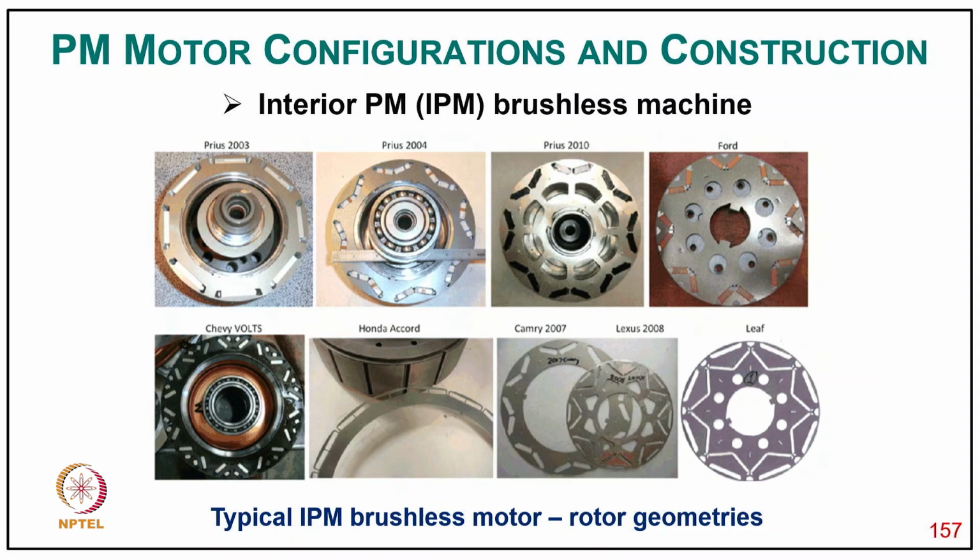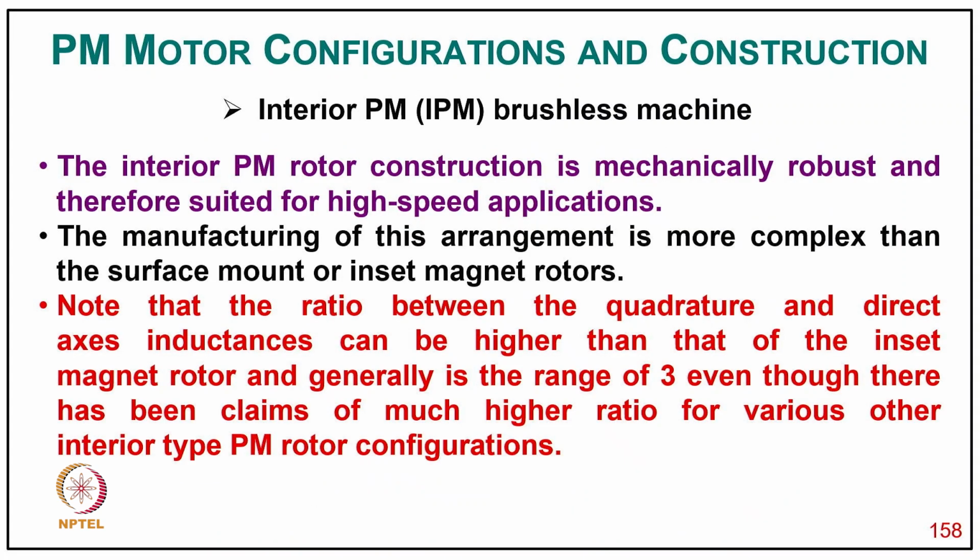What kind of geometry they have invented in the last 15 to 20 years, with very good power density, especially so that weight is reduced, and they are designing for high speed with field weakening and constant power characteristic. So, the interior permanent magnet brushless machine. The interior permanent magnet rotor construction is mechanically robust and therefore suited for high speed applications. Manufacturing of this arrangement is more complex than the surface mount or insert magnet rotor.